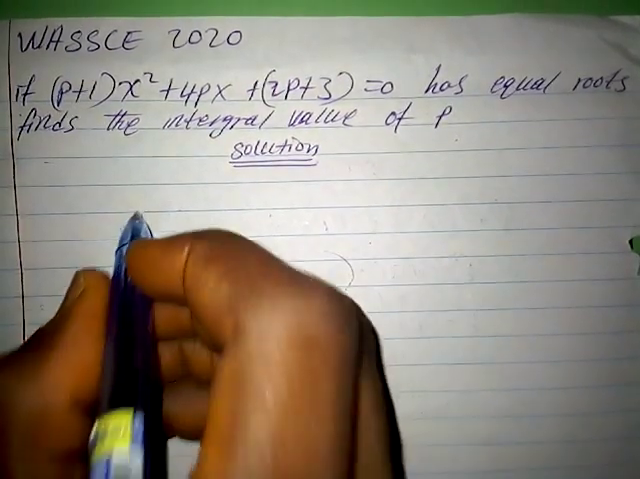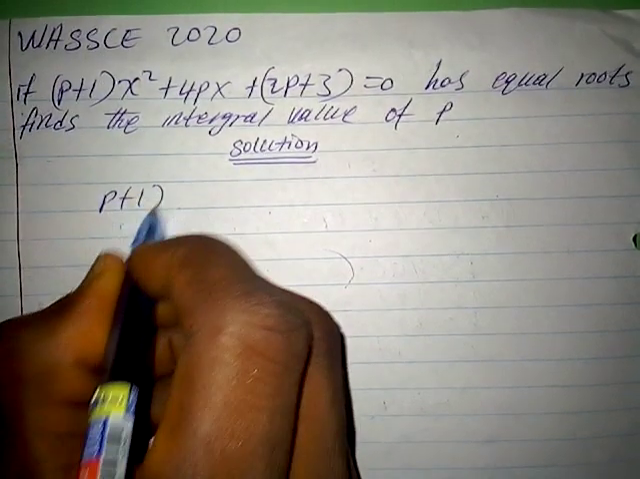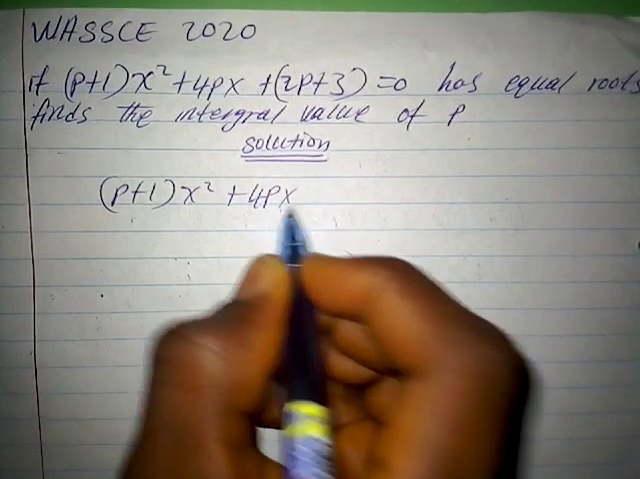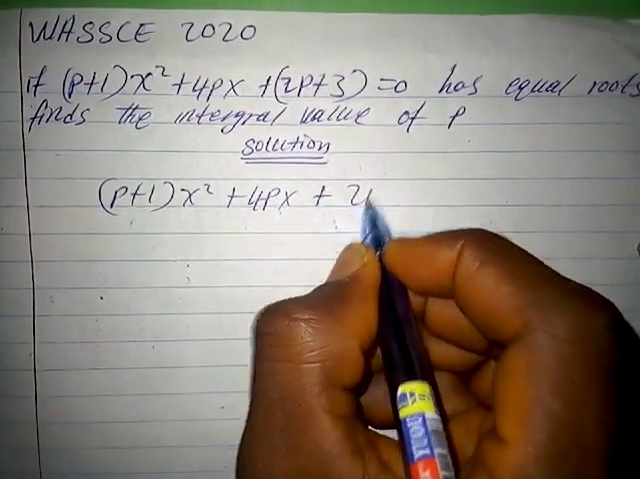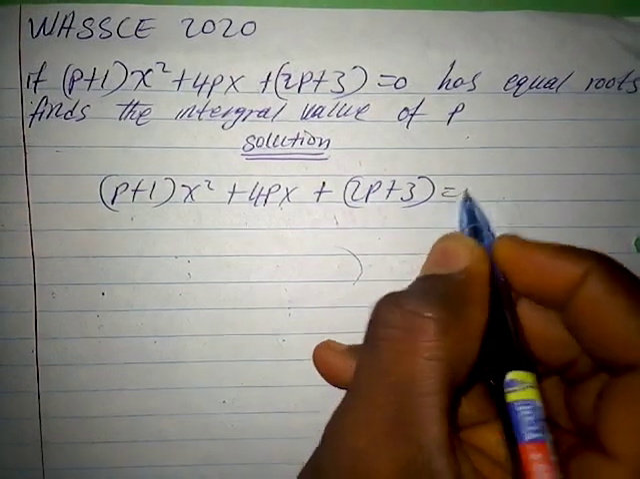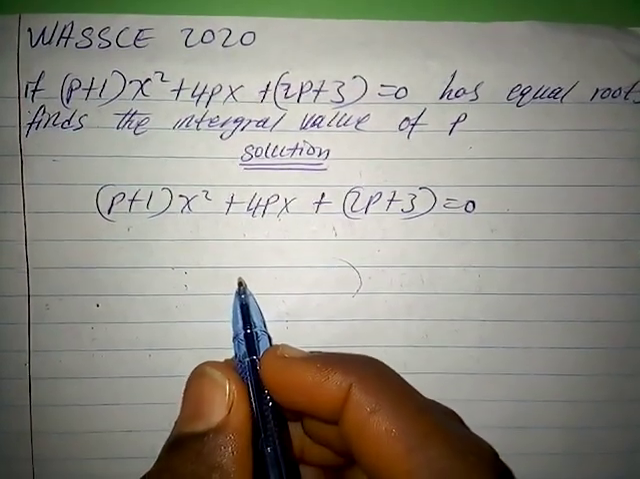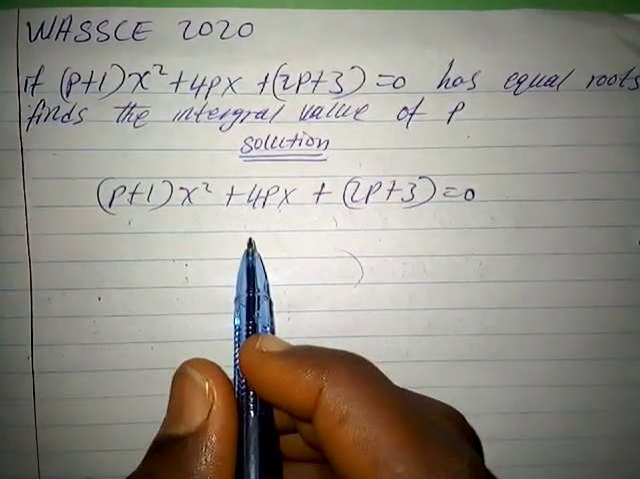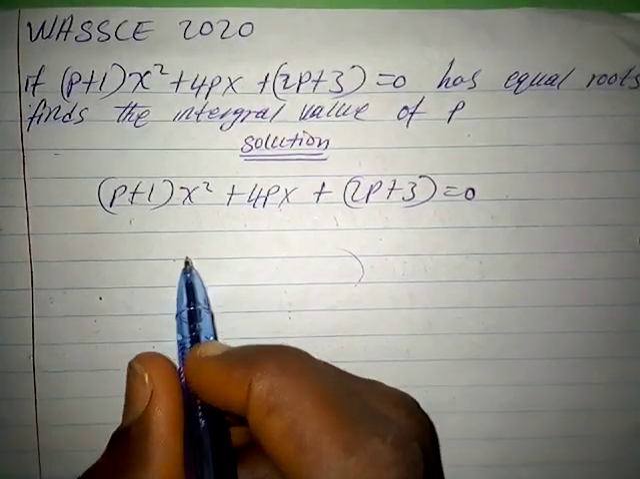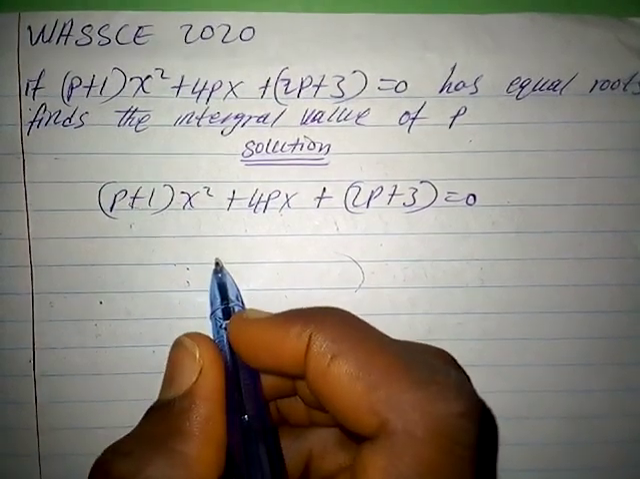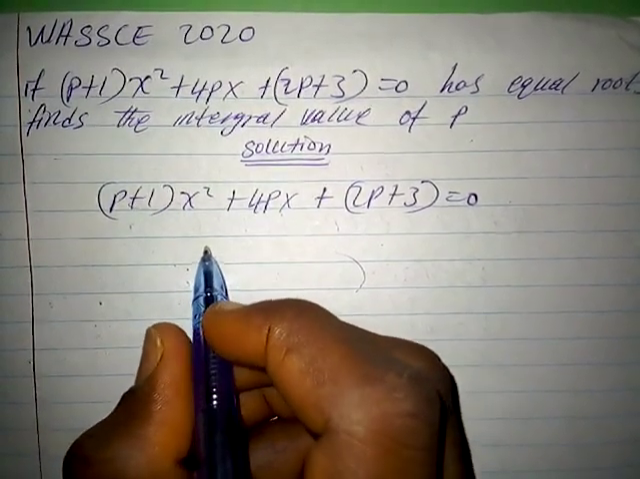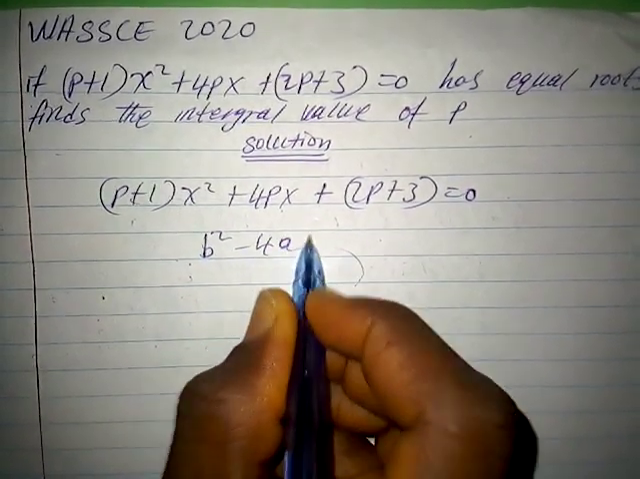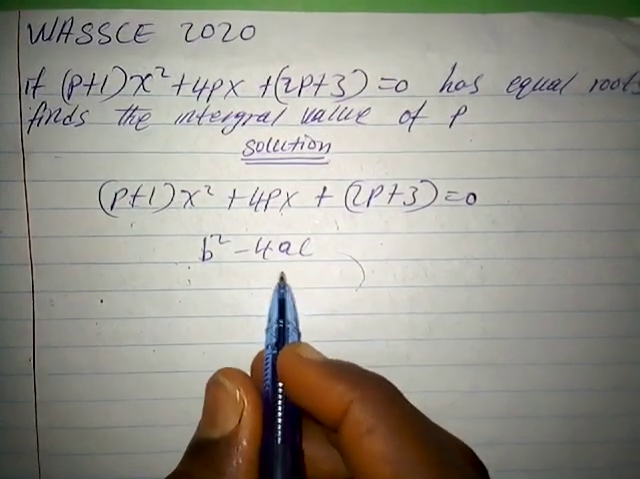So we say (p + 1)x² + 4px + 2p + 3 = 0. We use the formula. You see the question is a quadratic equation, so we use the formula of a quadratic equation. We retrieve the formula here from the quadratic equation formula, right? Solve the quadratic equation by using the formula. So we say b² − 4ac. This is what we use to solve.